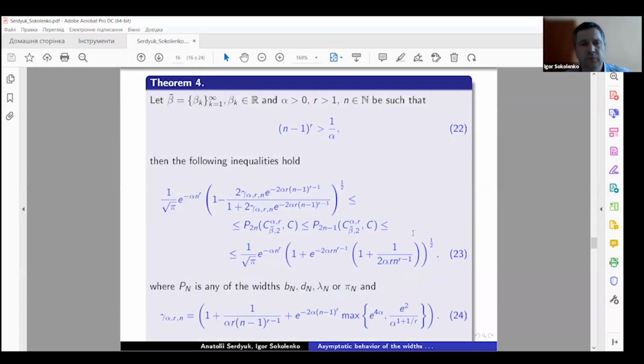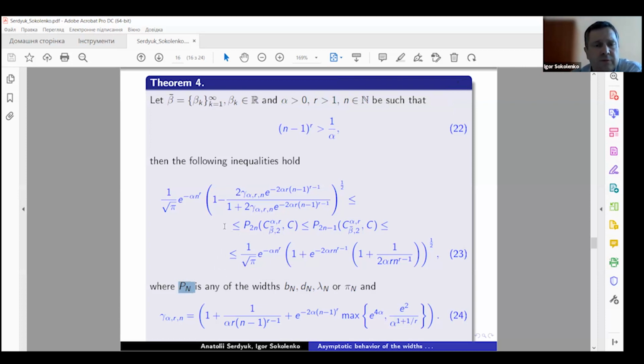Theorem 4. Let beta be a sequence of real numbers, alpha greater than 0, r greater than 1, n a positive integer, and let condition 22 be satisfied. Then the following inequalities hold. 23. In these inequalities, Pn is any of the widths bn, dn, lambda n, or pi n.